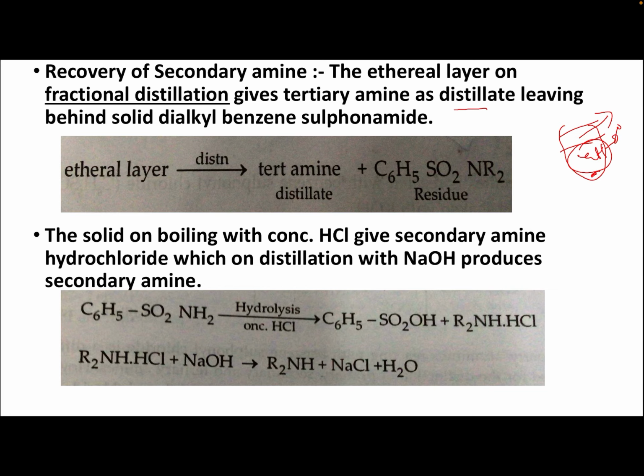Now in the distillate you have got tertiary amine, which you have separated. Now the secondary amine is there. This is again reacted with concentrated HCl, giving C6H5SO2OH and R2NH. On distillation with NaOH, you get the secondary amine separated. So in this way we have separated primary, secondary and tertiary amines. So next we will also see. Thank you.